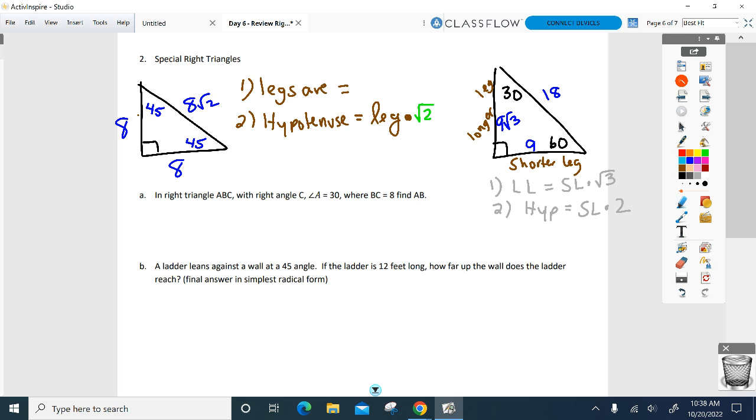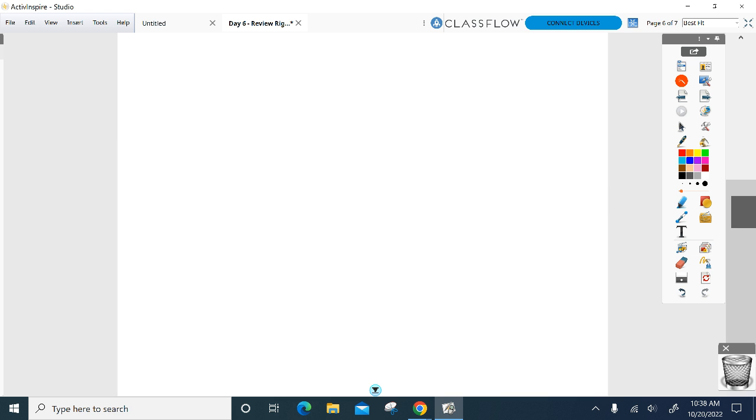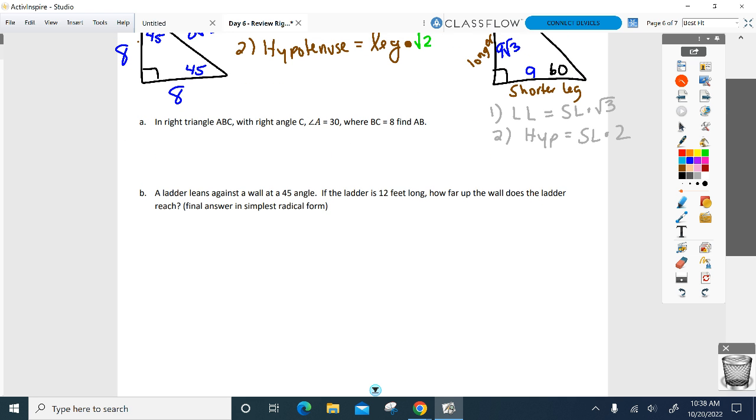Part A, draw the triangle for me. Go ahead, draw your triangle. Make sure your right angle's at C, like it says.